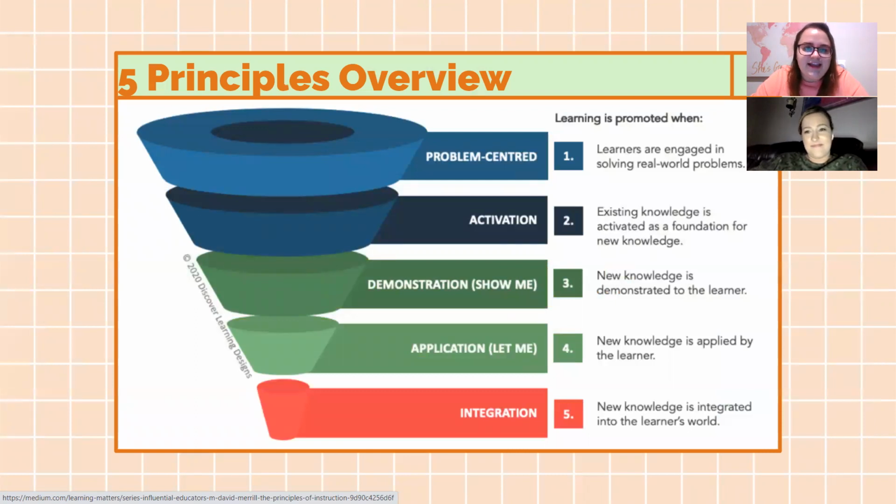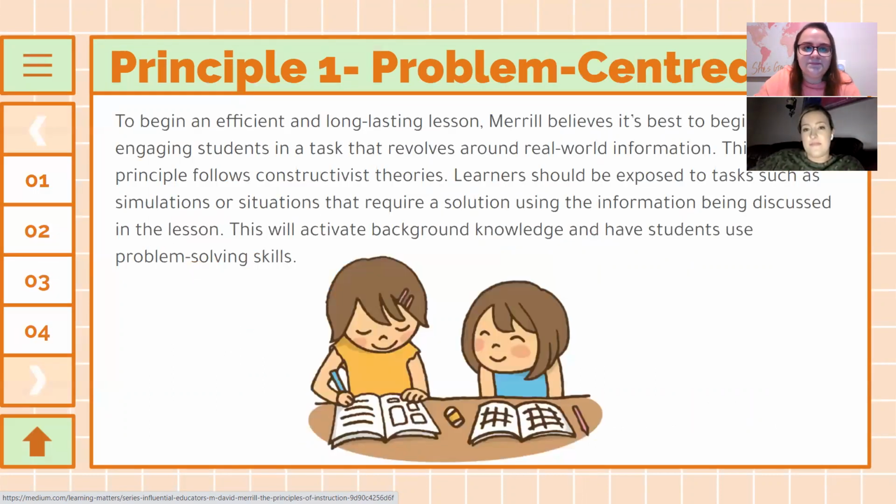Here is a picture that pretty much sums up all of the 5 principles. It starts off with an overview, and then it gets down to a very specific part of the lesson. So the first principle is problem-centered. Merrill believes that it's best to start the lesson off with a task that involves the students in problem solving and thinking about their background knowledge, so that way they're ready to start learning.